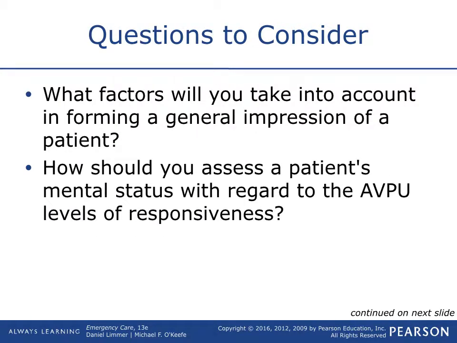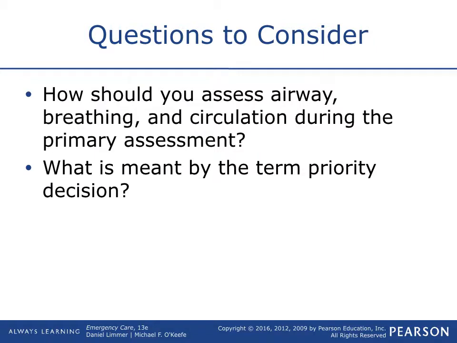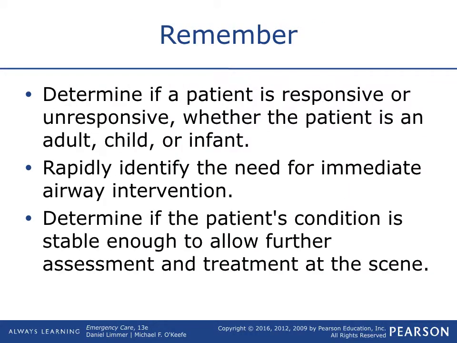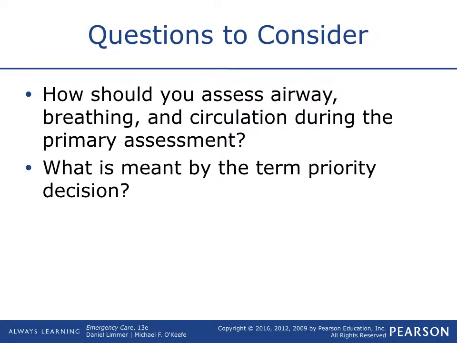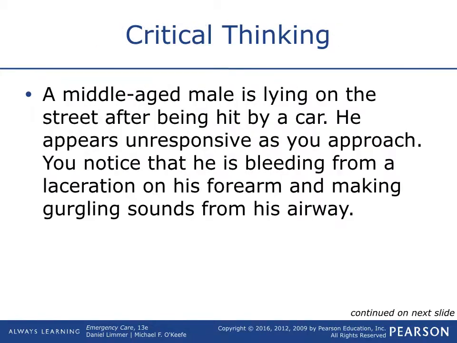What factors will you take into account in forming a general impression of a patient? Bleeding, just look at the book and kind of answer these questions for yourselves. How should you assess a patient's mental status with regard to the AVPU levels of responsiveness? How should you assess airway, breathing, and circulation during the primary assessment? And what is meant by the term priority decision? So these questions we will cover in class, even though we're covering this chapter right now, we will have to revisit this because I want to make sure you get it and pass.